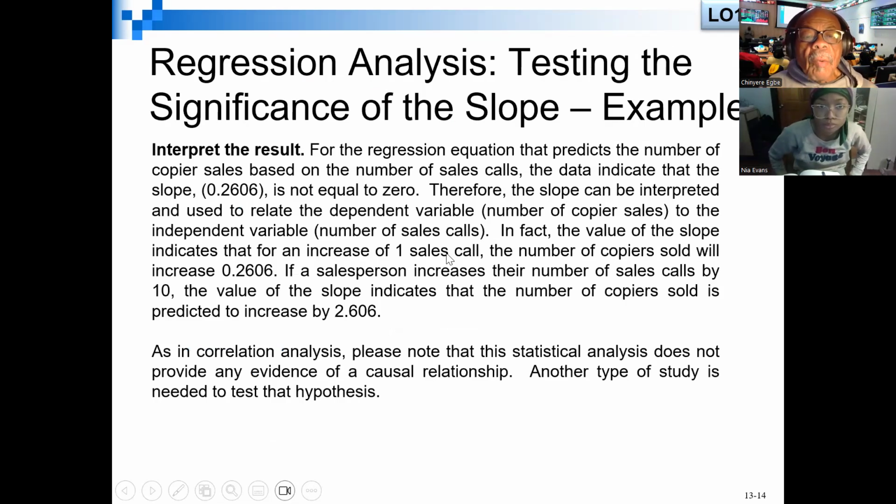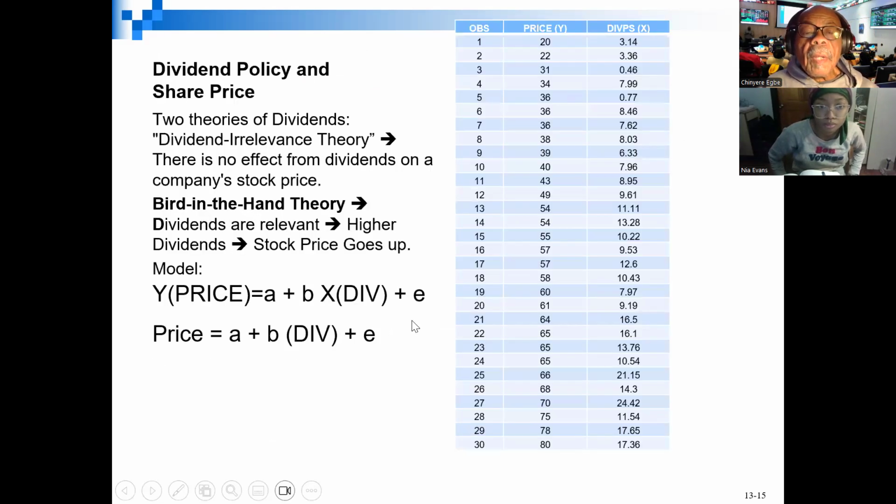And so now, today what we have learned is how to estimate the line, okay? What we have done is how to estimate the line. I have an example here where we apply this method to dividend policy.